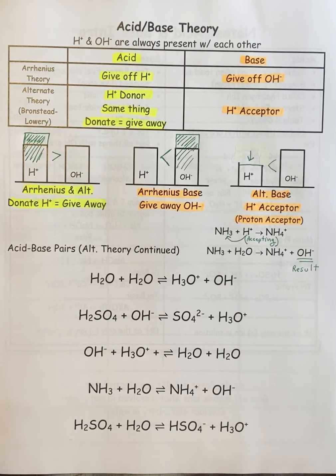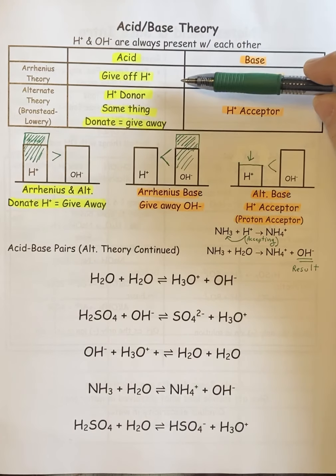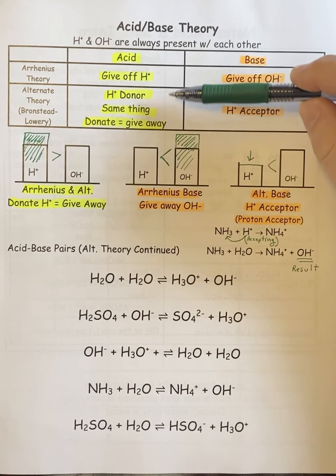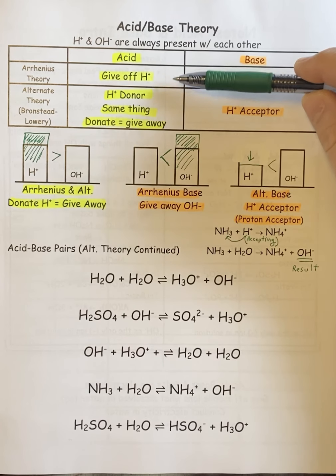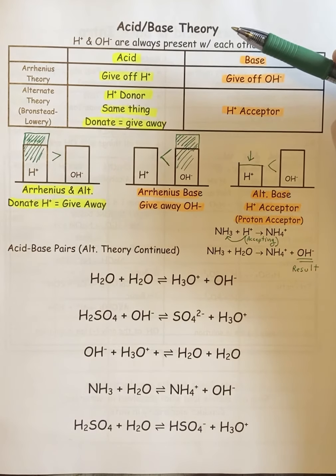We are going to summarize acids and bases for you up here. There are two acid-base theories that you have to know of. There's actually a third, but we're not going to get into it. The Arrhenius theory and the Bronsted-Lowry theory. Arrhenius is the scientist's name who discovered it, and same with Bronsted-Lowry. We're just going to call them the alternate theory.